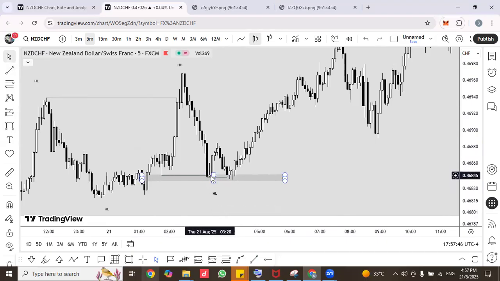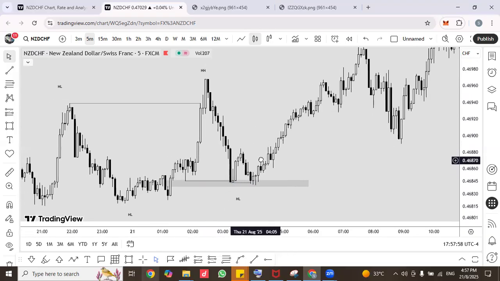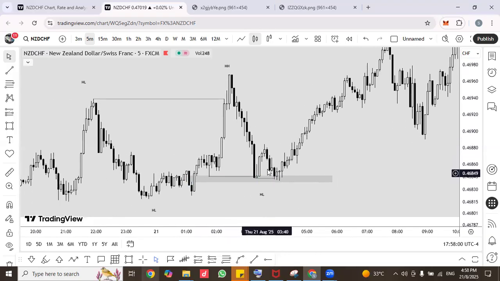So it formed this double bottom, and at the right side of the double bottom, it did a quick liquidity sweep and then reversed. That's what we want to see. That's actually a smart money reversal right there. It normally appears in the form of a double bottom and a quick liquidity sweep in the opposite direction.